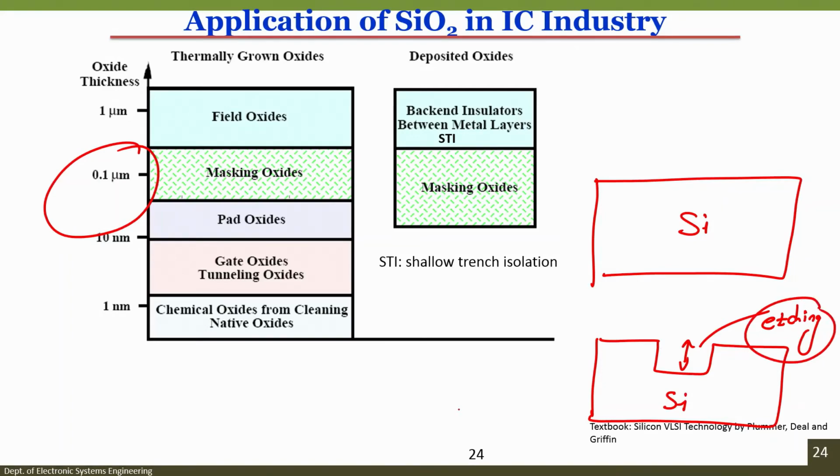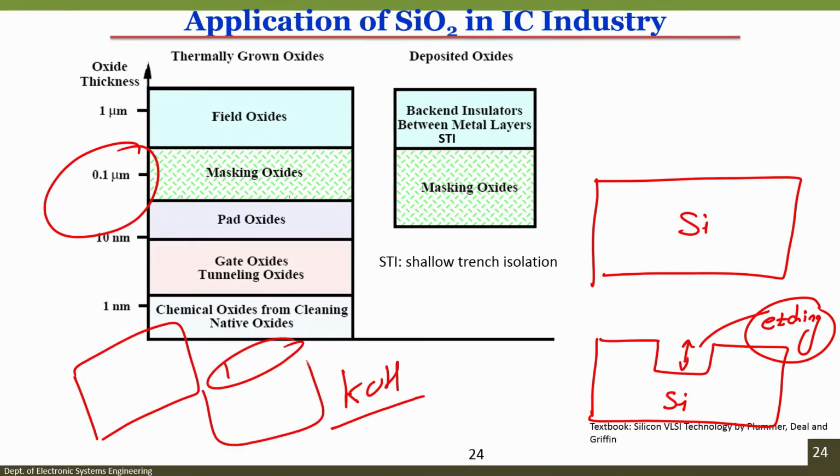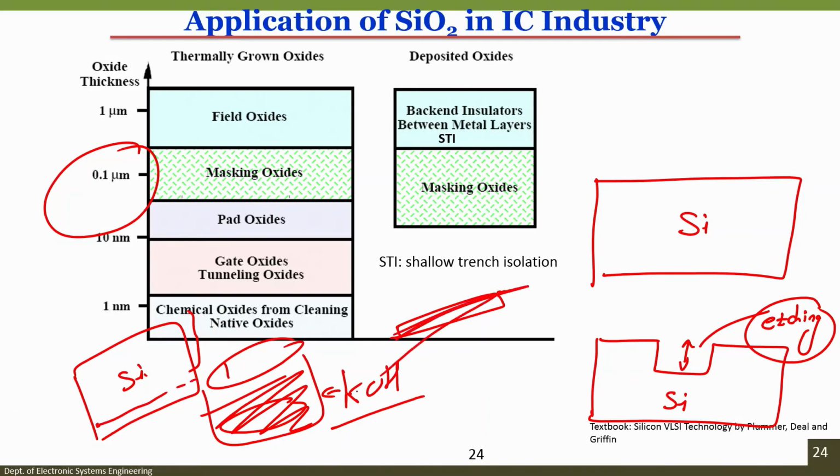To do that, I need to know what chemicals can etch silicon. Suppose I know that potassium hydroxide, KOH, will dissolve silicon. If I dip the silicon wafer in a beaker full of KOH, this is a cross section of silicon, and I will see the silicon start dissolving. If I dip it for a long time, everything is dissolved.